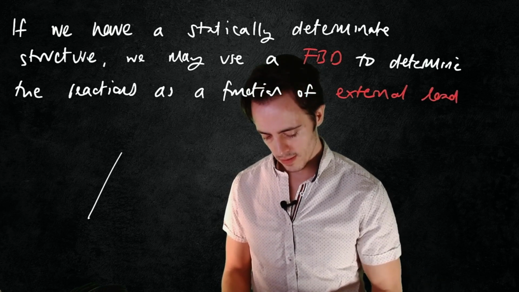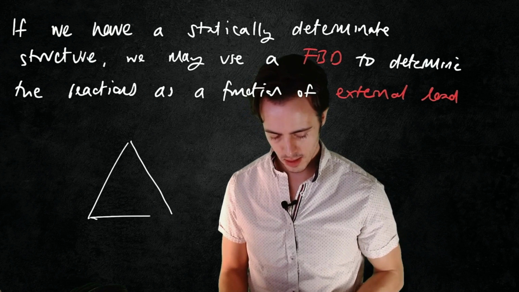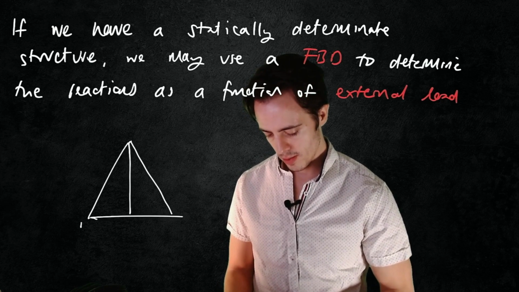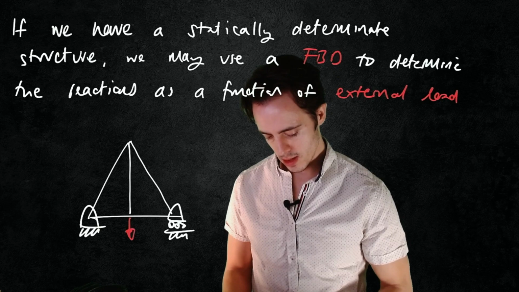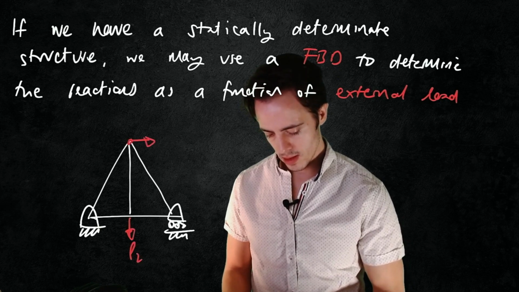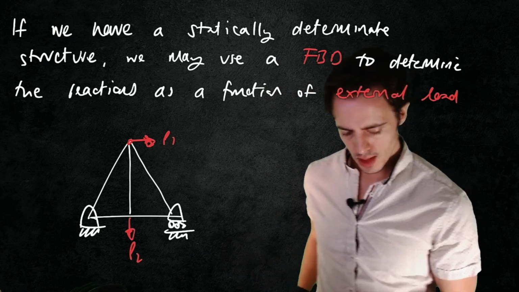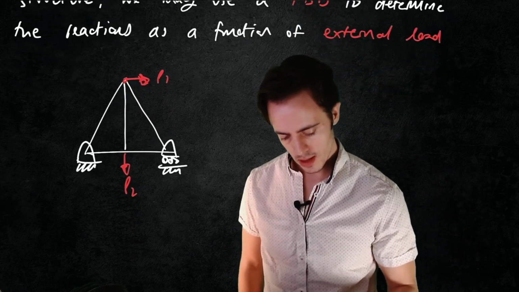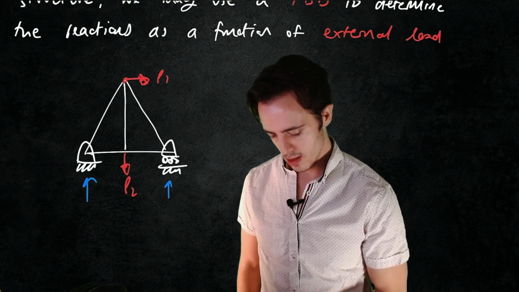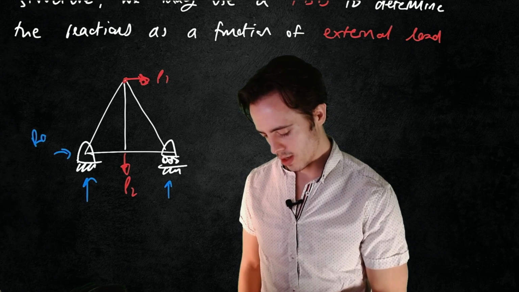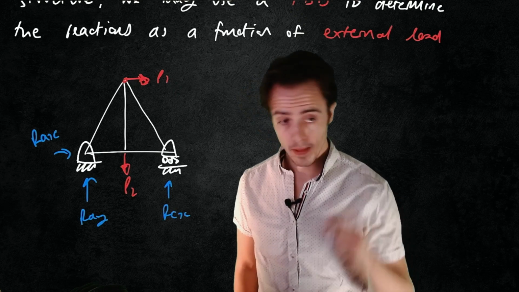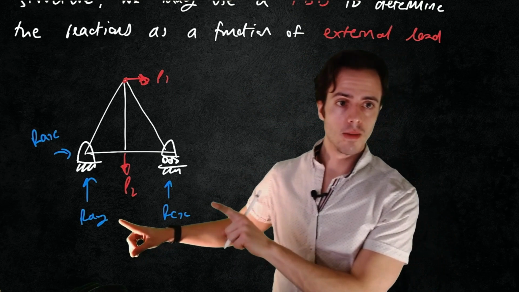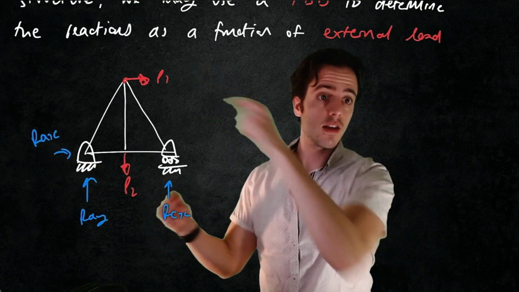Say, for example, I've got the structure that we looked at in the virtual work example. We had a structure that had a built-in and a roller support, and it had P2 and P1 on the structure, and we were then able to determine these 3 reactions. So we had RAX, RAY, and RCX. So the free body diagram allows us to determine these as a function of anything we apply.